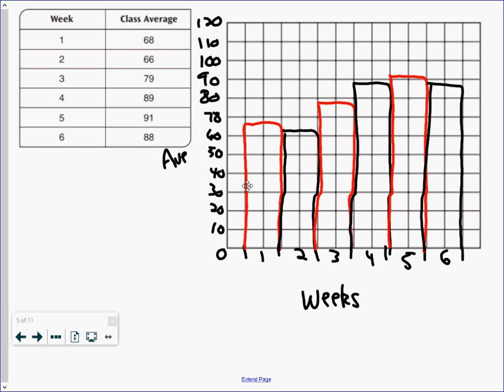So I'm taking a look at this graph here. Looks like the kids did pretty well in week 1. Looks like they dropped a little bit in week 2. They got better in week 3, week 4, and week 5. Then they dropped again at 6. So they went up 1 week, then 3 weeks they went up, and they dropped 2 weeks. They went up 3 weeks.